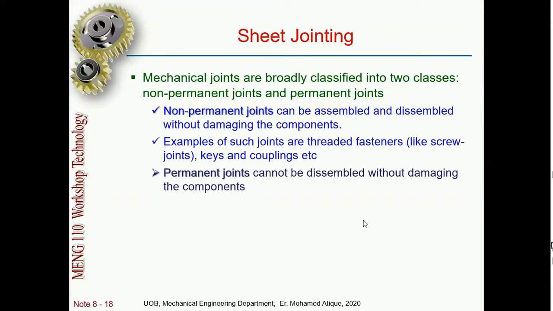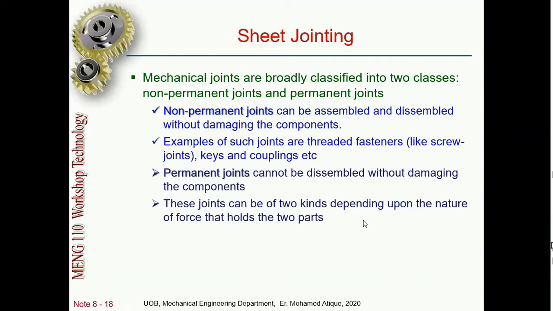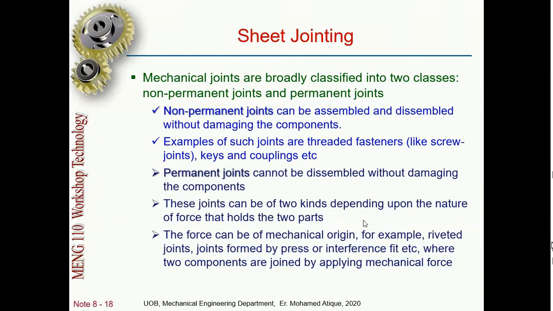Now sheet joining, when we need to join two sheets. There are different processes for that. First is non-permanent, that is, whenever we want we can make the joint, and whenever we want we can remove it. We can assemble it and disassemble it without damaging the component. Examples are screw and thread. If two holes are there in both the sheets, by a screw and thread we can join the two sheets, and when the requirement is over we can open the screw and remove it.